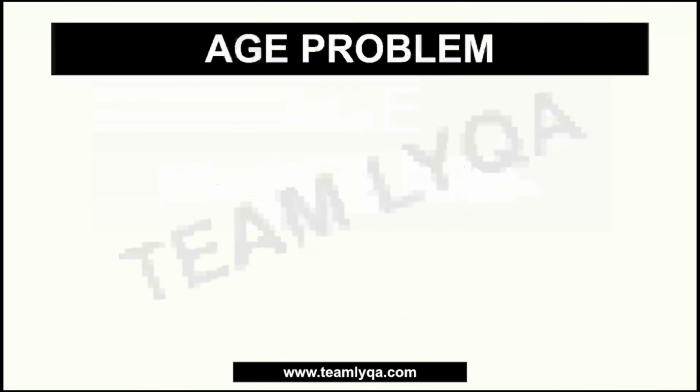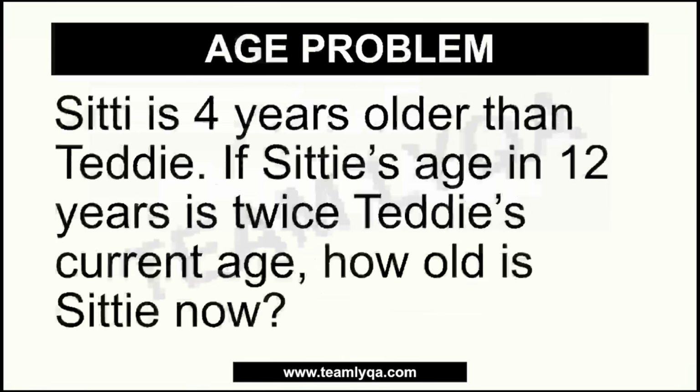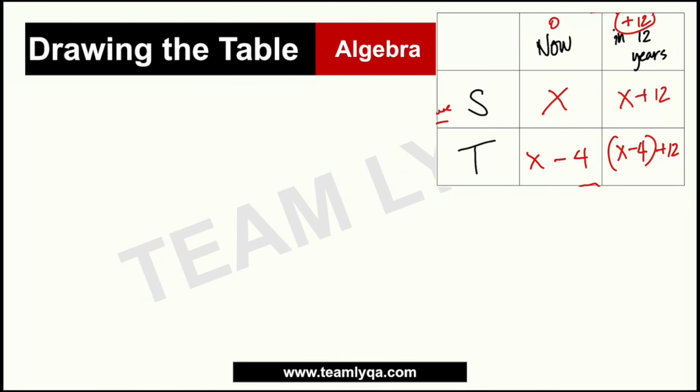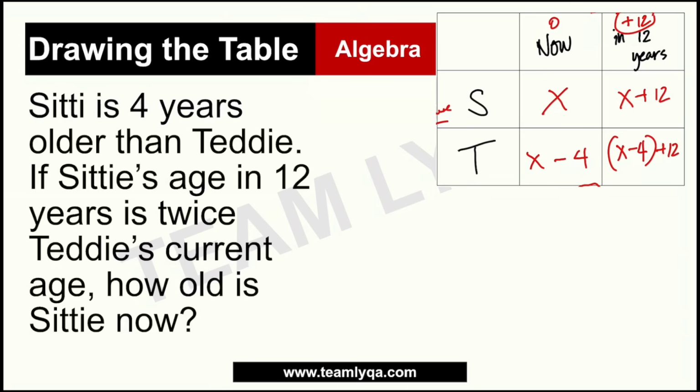So, dito tayo muna sa una nating example. Sabi, si City daw is 4 years older than Teddy. If City's age in 12 years is twice Teddy's current age, how old is City now? Now, last time, we talked about how you draw yung table ng data. Again, ginagamit ko lang din same yung table, same question. This time, i-solve na natin siya pababa. Ibig sabihin, i-solve na natin talaga for x.